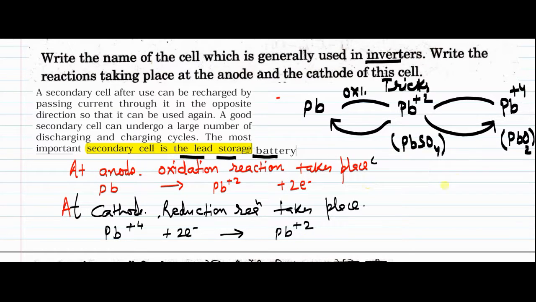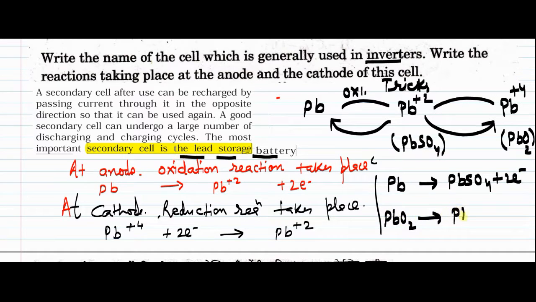इसको तुम ऐसे भी लिख सकते हो, Pb to PbSO4 plus 2 electron और PbO2 to PbSO4 plus 2 electron.